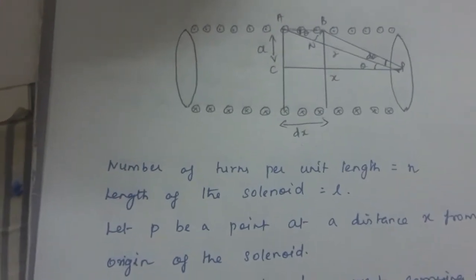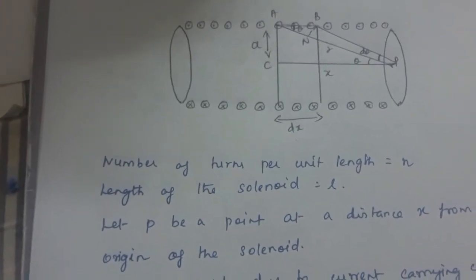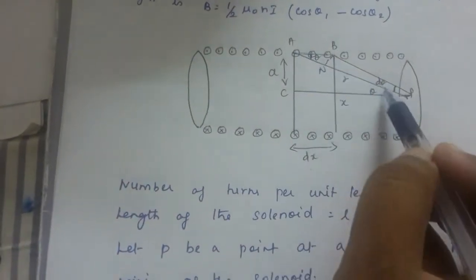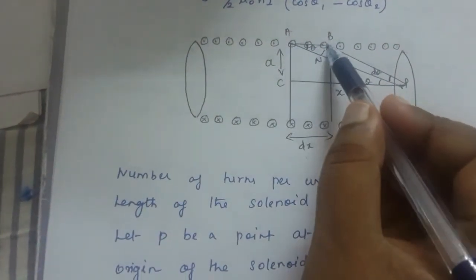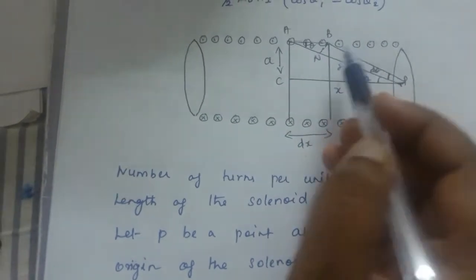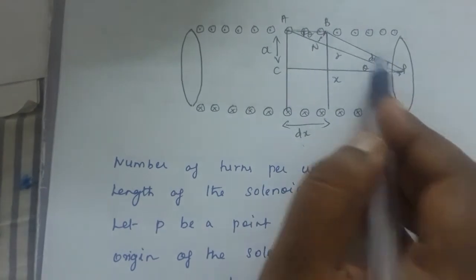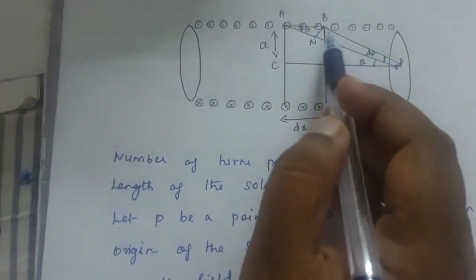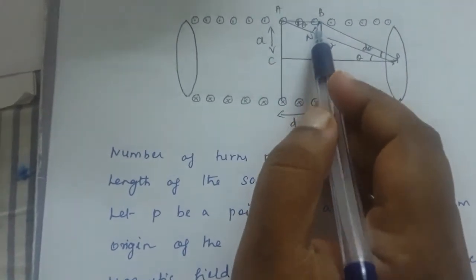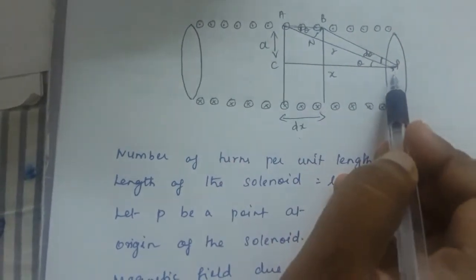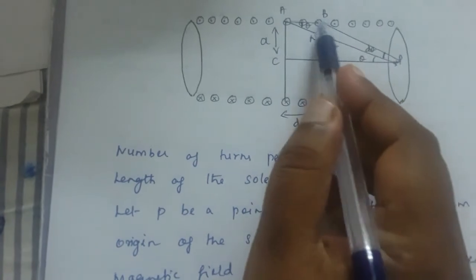Okay. Now from the figure I am going to take the triangle ABN, this small portion. This is the line joining A and P, and this is the line joining B and P. I am drawing a perpendicular here. So the perpendicular from B to AP is N. Okay, so I am taking the small triangle ABN.